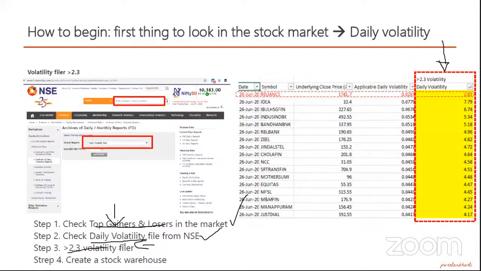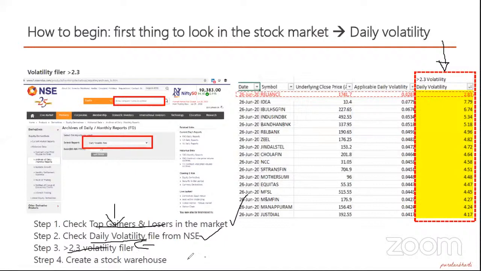Is the stock market so simple that you just look at the volatility filter, the top 10 gainers and losers, and decide, okay, this is the stock that I want? If the markets were so simple, then everyone would have made money, but only a few people make money because no one takes the time to get into these parameters and tools.